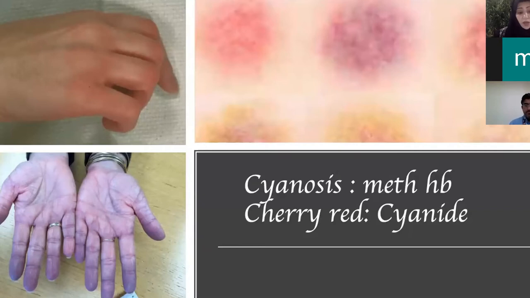And please keep in mind, anemia does not have anything to do with cyanosis. If you have low hemoglobin, you're not blue. And if you're hypoxic also, you're not blue. You're only blue if you have either 5 grams of your hemoglobin attached to CO2, or 1.5 grams of your hemoglobin attached to the wrong iron, which we call methemoglobin.